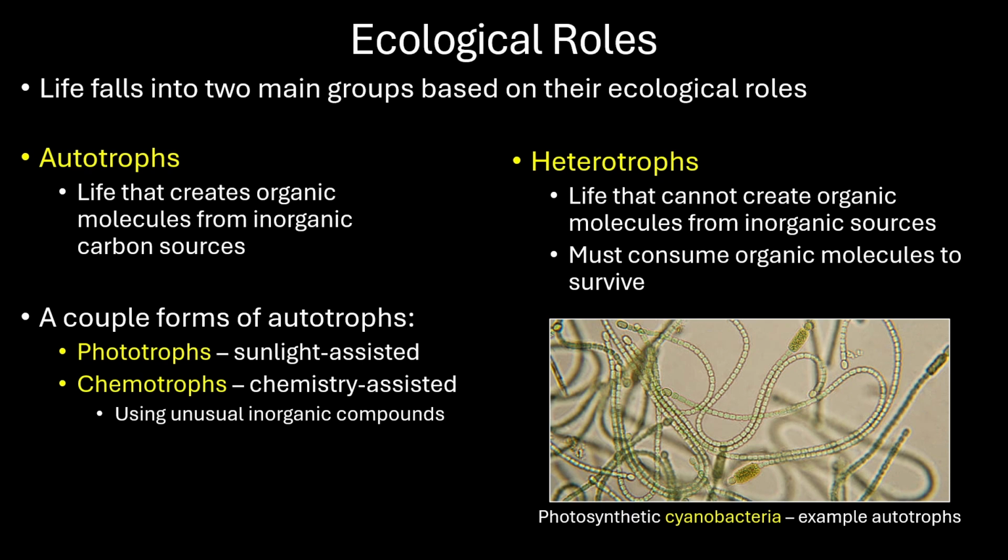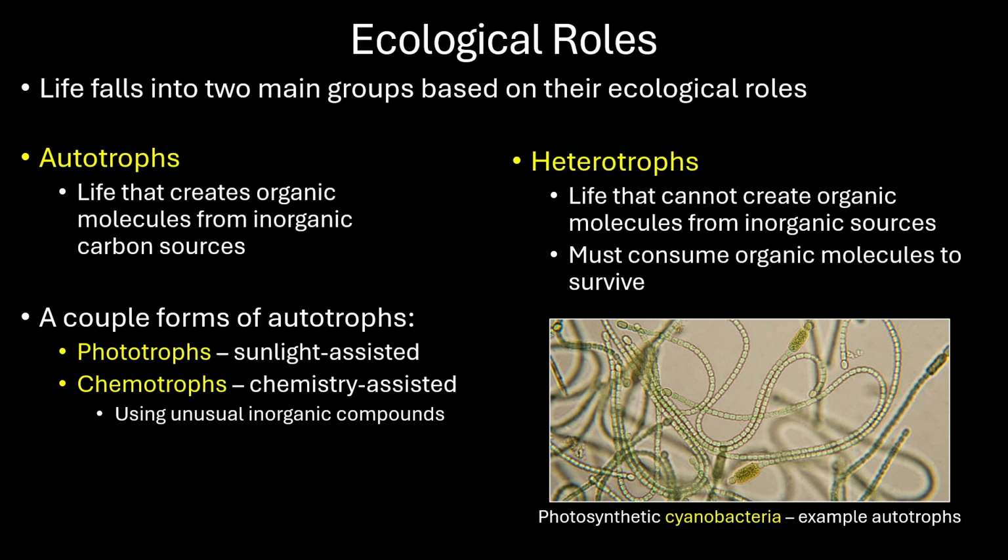So now we're going to start talking about ecological roles. All living things really fall under one of two categories in terms of how they acquire the nutrients they need to survive and reproduce. On one hand, you have autotrophs. These are living things that create their organic molecules, the lipids and carbohydrates and proteins and nucleic acids that they use to build their cells from inorganic resources.